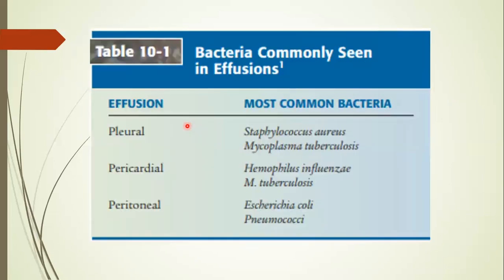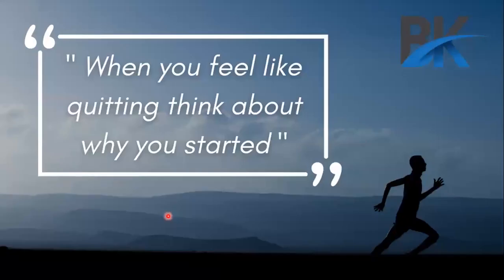So these are the most common bacteria associated with effusions. Staph and MTB for pleural, Haemophilus influenzae and MTB for pericardial, Escherichia coli and pneumococci for peritoneal. So that ends my lecture on serous fluid. I hope you have learned something today.